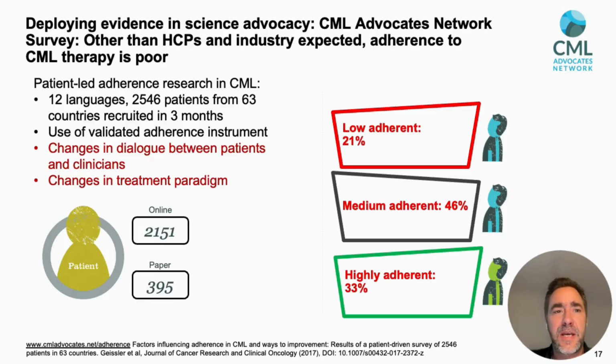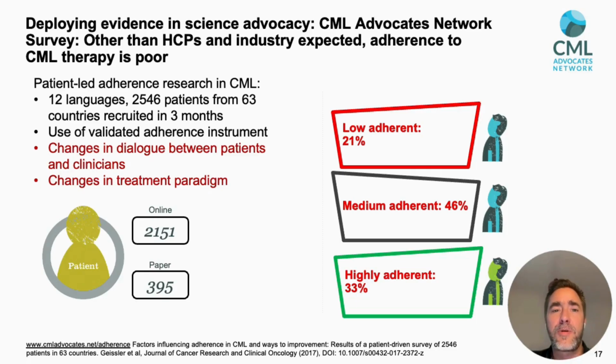So we had these arguments, and finally we said, okay, we need to generate evidence. And that's why we ran a survey run by the CML Advocates Network, which is a network of patient organizations on all continents. We recruited 2,500 patients from 63 countries within 3 months with a survey that had more than 60 questions. We translated that into 12 languages. In that, we used a validated adherence measurement to not be criticized about the lack of robust methodology. And we could actually see there's a big issue.